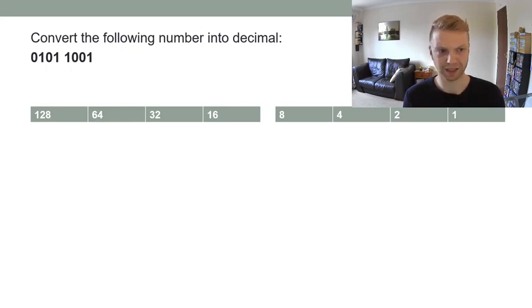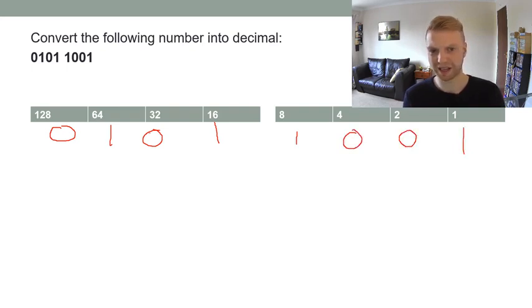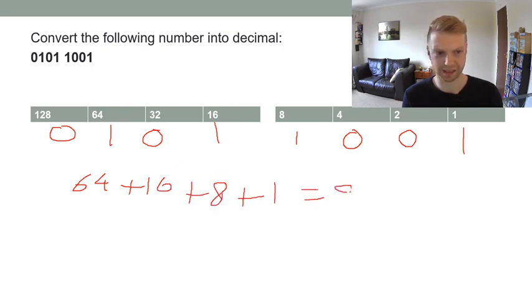Binary is just like how we count up in tens, like 1, 10, 100, but instead you double it, and normally you do 8 bits, and you're just doubling it that many times. If you've got a number here, convert the following number into decimal: you just put the zeros and ones under. Hopefully everyone remembers this, but I'll do it just in case. Then you look where the ones are and go 64 plus 16 plus 8 plus 1, which gives us 89, I believe, yeah.